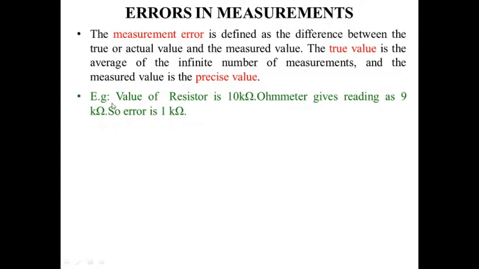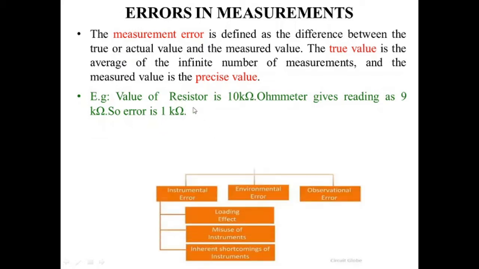For example, if the value of the resistor is 10 kilo ohm, then 10 kilo ohm is taken to be the true value of the measuring system, and by means of the ohm meter which we are using for the measurement of the resistor, we take a reading of 9 kilo ohm. So the error will be 10 kilo ohm minus 9 kilo ohm, that is 1 kilo ohm. So here 1 kilo ohm is the error of the instrument.